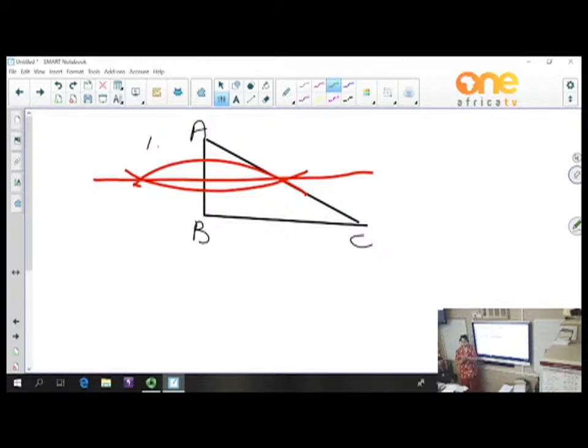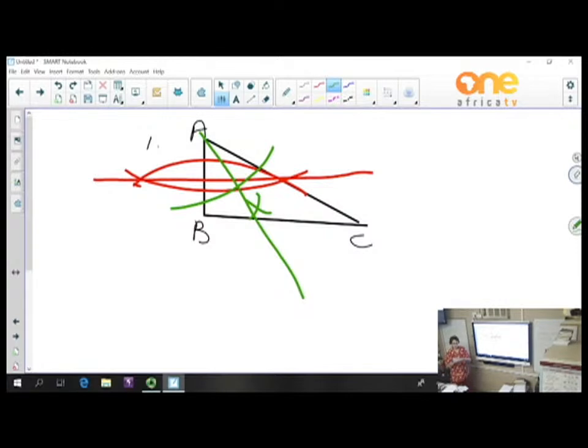So you can choose any arc. The secret is just to use the same arc there. So from A, we draw an arc. Then you put it here, and you put it there, and there is your angle bisector.